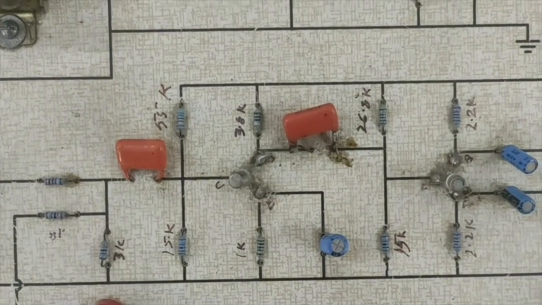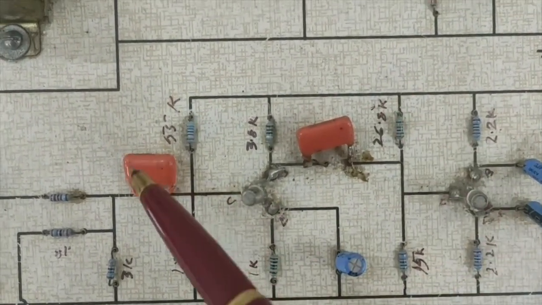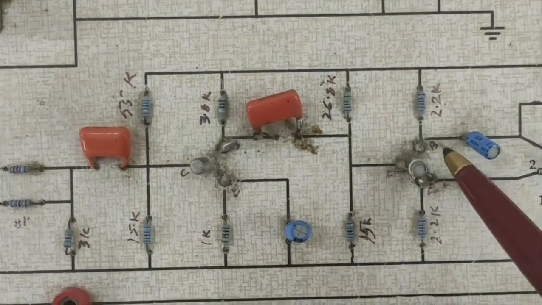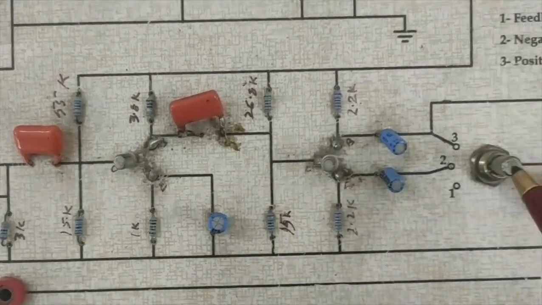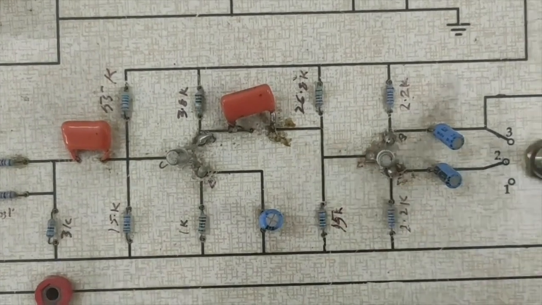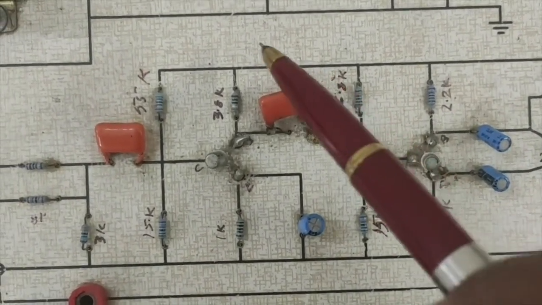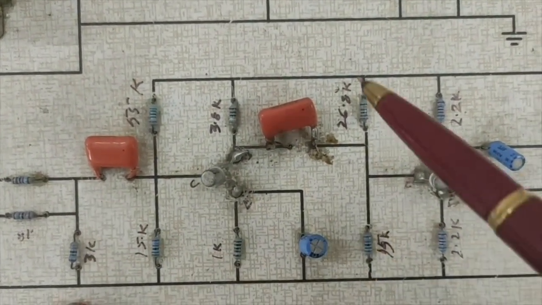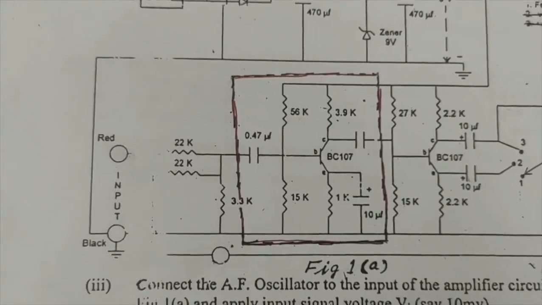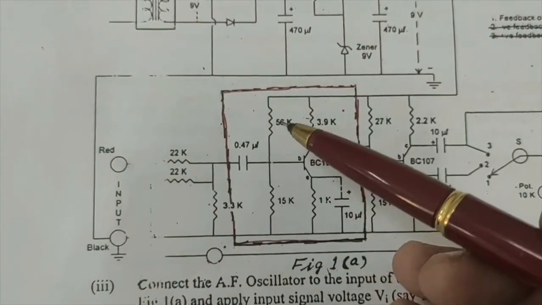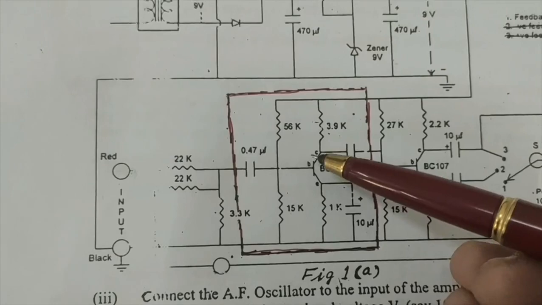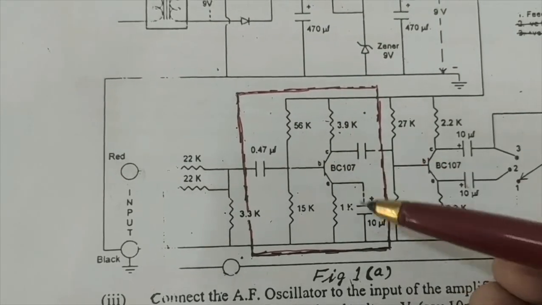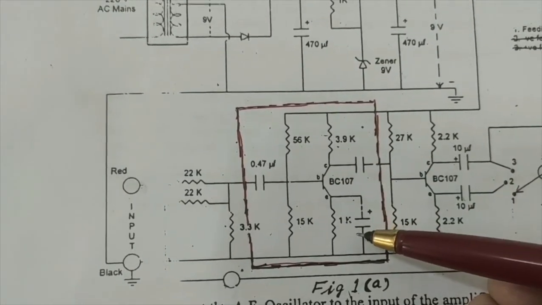This part is a single stage RC coupled common emitter amplifier, and if I use this transistor also, then it will be two-stage with certain feedback. But we are not interested in that now. We are going to use only the single stage RC coupled common emitter amplifier. The circuit, as you can see, has a capacitor, two resistances, one NPN transistor, and two resistances, with the output resistance here.